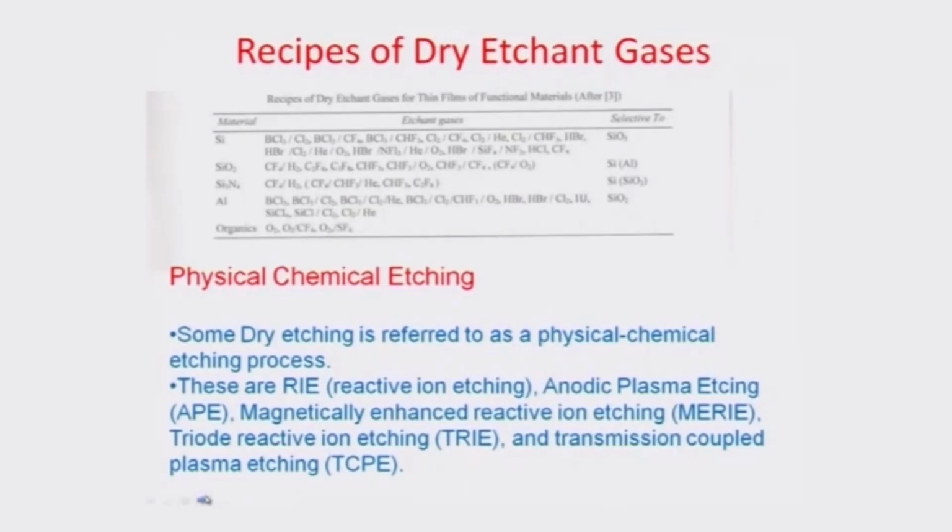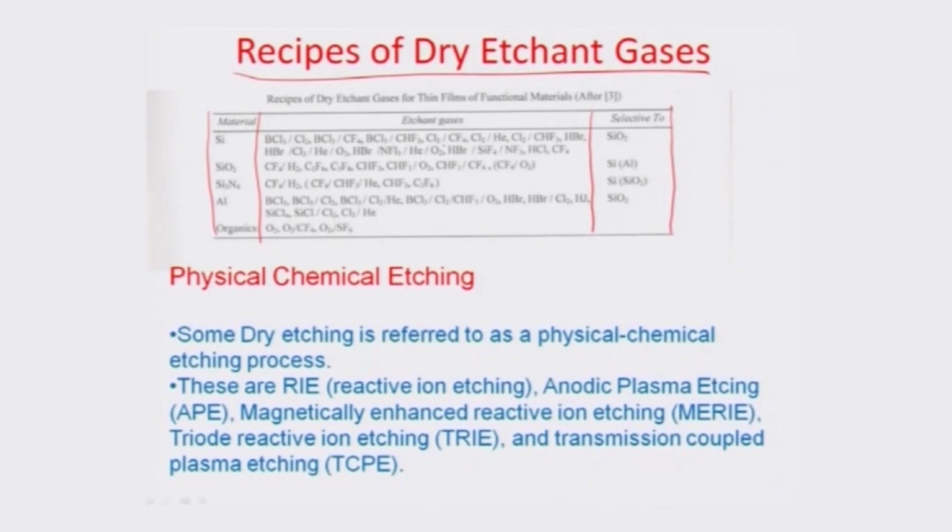Then there are other techniques, and before going ahead, I would just like to illustrate some of the recipes of the dry etchant gases, as you can see here. This is as far as the chemical dry etching process goes. The materials are indicated in the very left column, and then there are these etchant gas recipes, for example, boron tetrachloride and chlorine, or boron tetrachloride and carbon tetrafluoride, or BCl3 and CHF3.